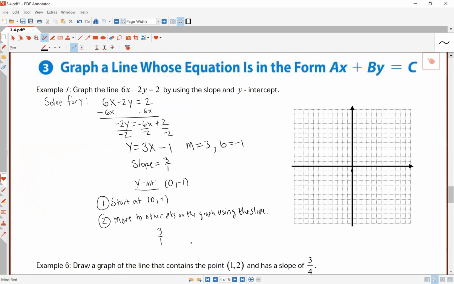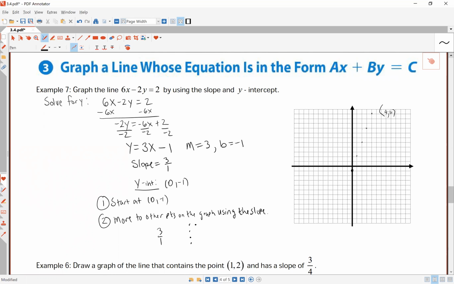We're going to rise 1, 2, 3, and run 1, and keep that up till we get off the graph paper. I'm going to label that point, 4, 11, because I want to check that point when we're done.